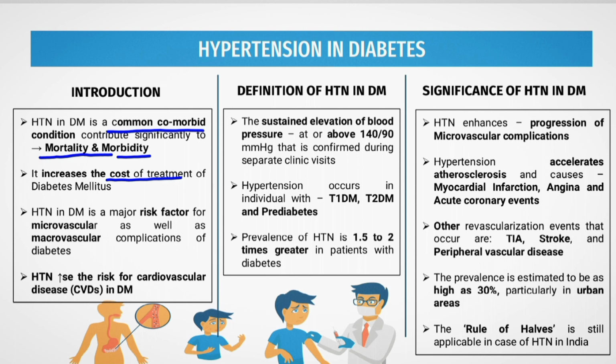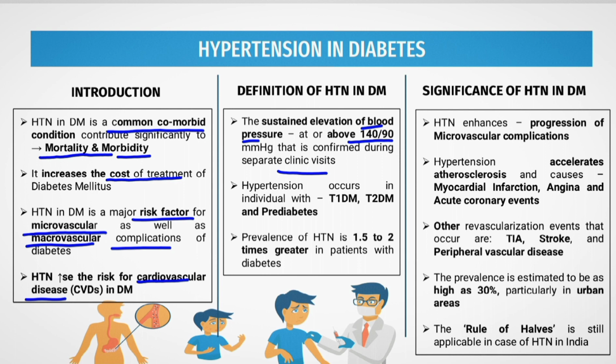Hypertension in diabetes is a major risk factor for microvascular as well as macrovascular complications in diabetes, as it increases the risk of cardiovascular diseases in diabetes. Let's see the definition of hypertension in diabetes. Whenever there is sustained elevation of blood pressure, that is at or above 140/90 mmHg, then we confirm that the person is having hypertension. But this recording should be during separate clinical visits, not a single recording.